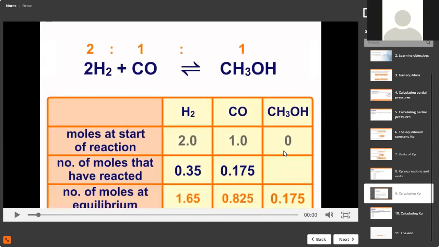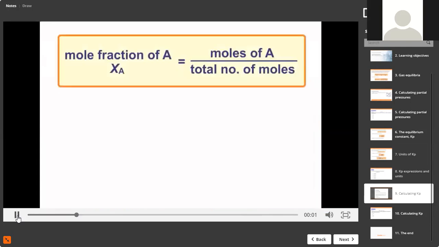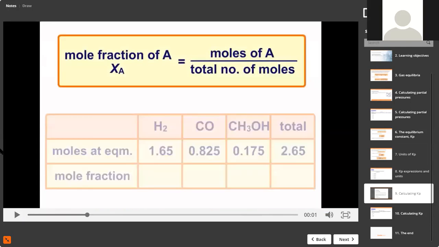Right, so this is where we were from step 1. We've worked out how many moles we have at equilibrium. What we need now is a mole fraction equation. So our mole fraction equation is mole fraction of species A equals our moles of A divided by our total number of moles. So we can use another little table to help us with this.